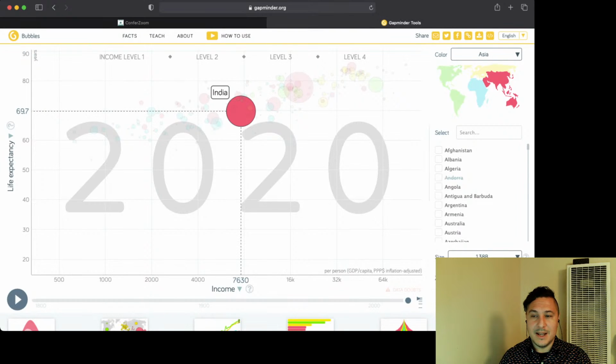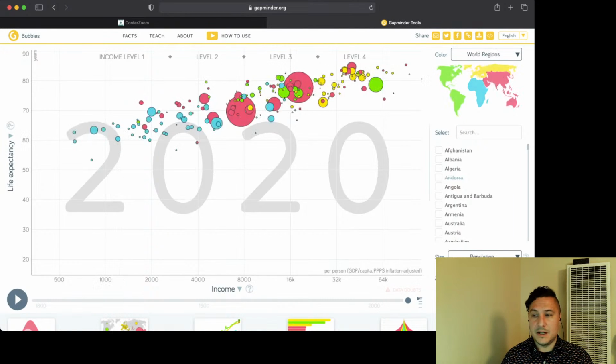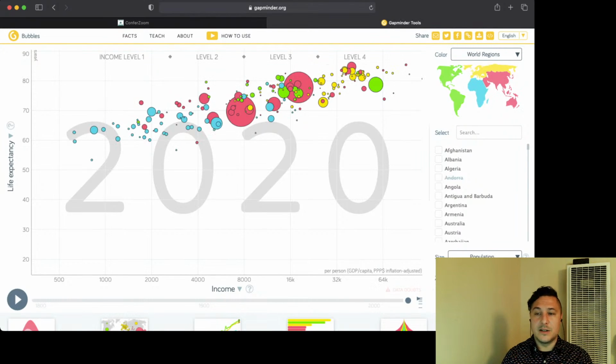Let's go to India. They make less, about 7 grand a year, and they live less, about 69 years. And let's go to Nigeria. They make about 5 grand a year, and they live 65 years. Over here, they make 1,200 a year, and they live 60 years. This green is America: we make about $57,000 a year on average, and we live about 78 years. There seems to be a general trend that the richer the country is, the longer people seem to live, right?